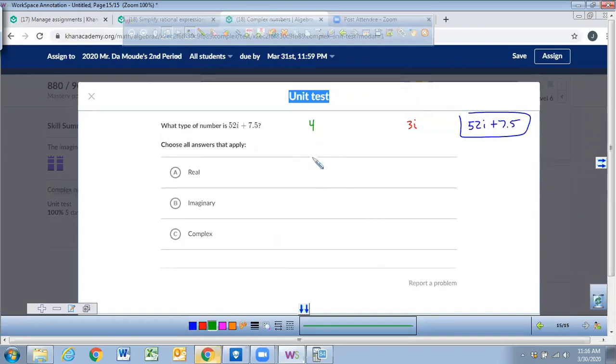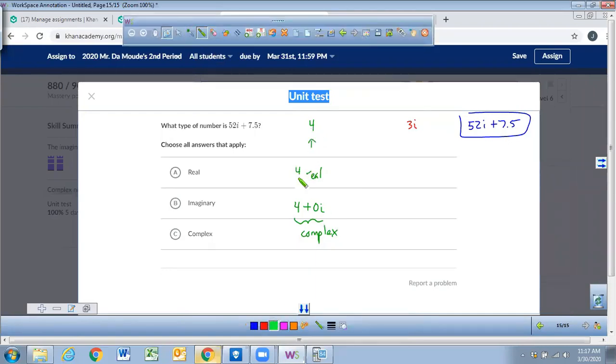The number 4 can be rewritten as 4, or you could call it 4 plus 0i. So the number 4 by itself is just called a real number. But if I say plus 0i, that's referred to as a complex number. So the number 4, you could classify it as a real number, but you could also classify it as a complex number, because technically you could just add 0i and call it complex. So if they said what type of number is, and they just gave you a number, make sure you choose what?